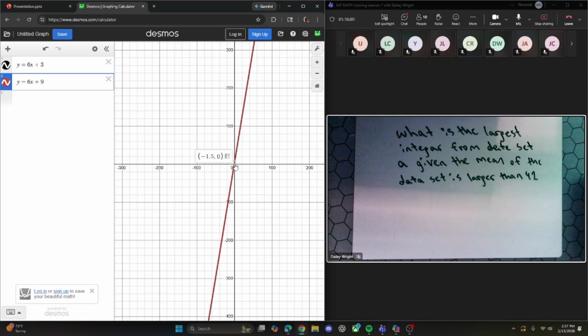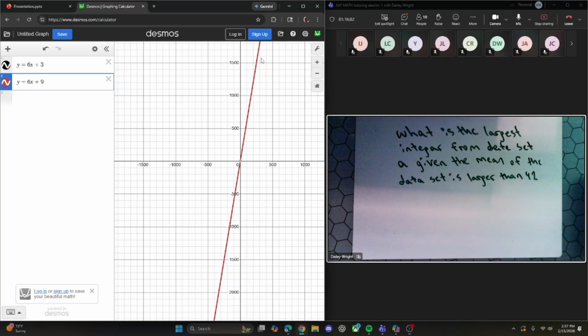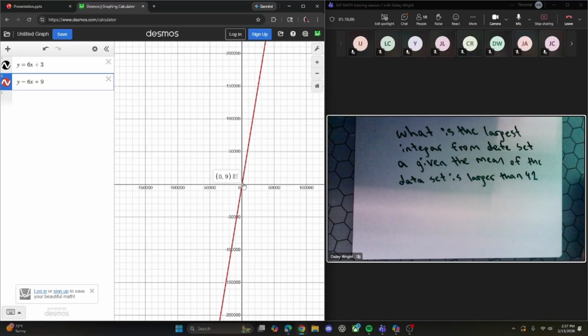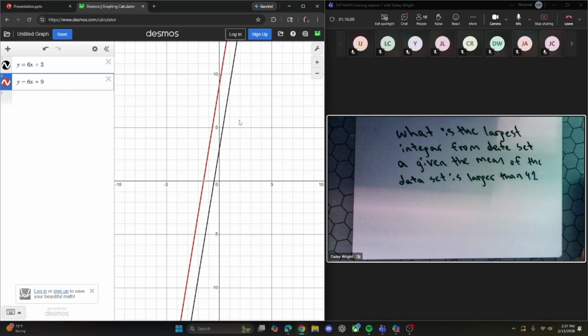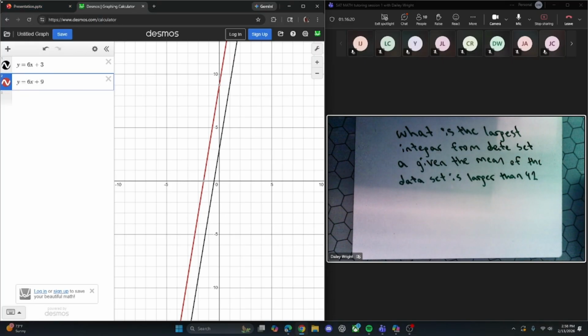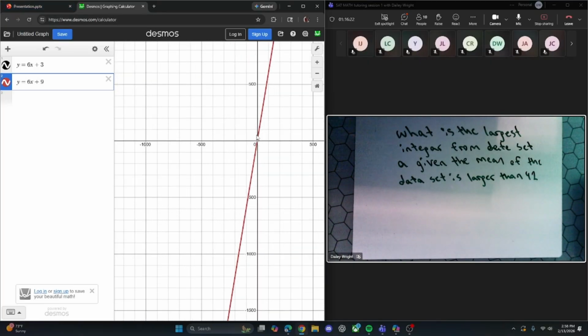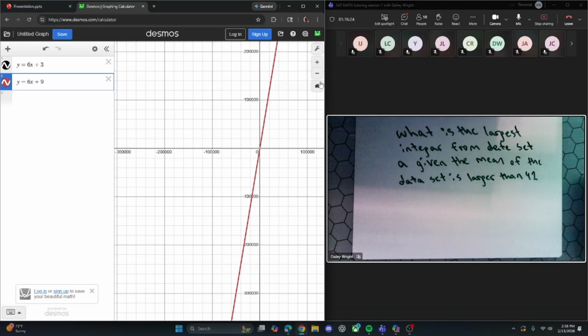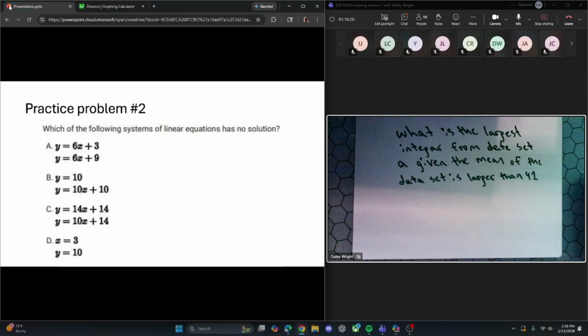So these never cross. It would show you some type of point if these ever crossed. It doesn't show you any gray point. They are always this far apart from each other. So this would be your equation with no solution. The solution is where two equations meet or collide. Since these equations never collide, there's no solution to this system. So your answer choice would be A.